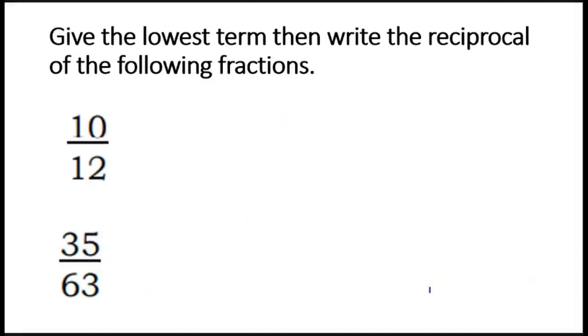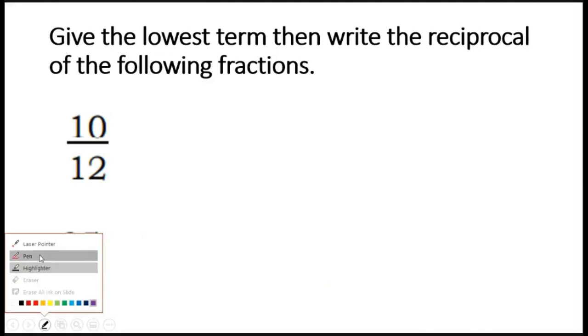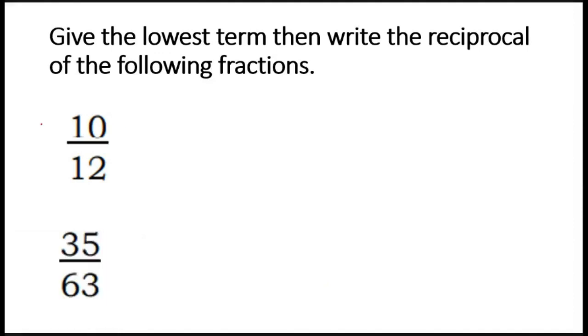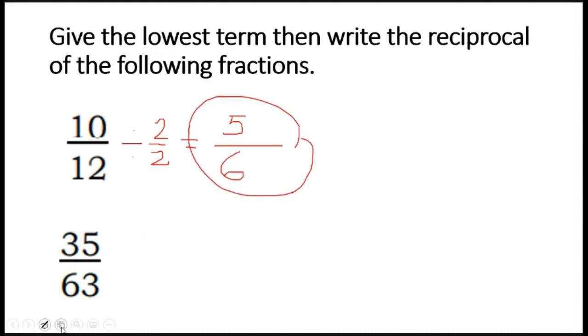Another example? Yan. Meron pa tayong example. So, let's have this. So, both even, 10 and 12. So, we can divide both by 2. So, 10 divided by 2 is 5. And then 12 divided by 2 is 6. That's it. That's the lowest term. And then let's get the reciprocal. We have 6 over 5.